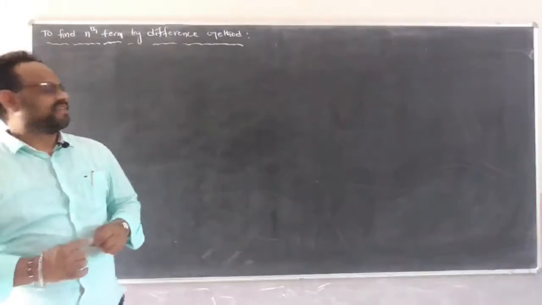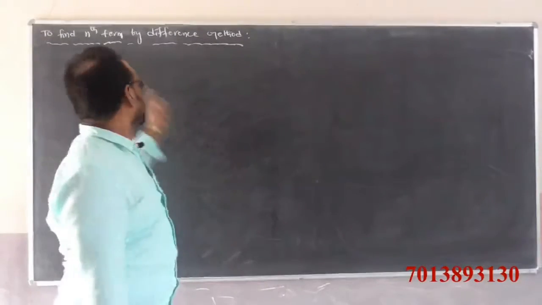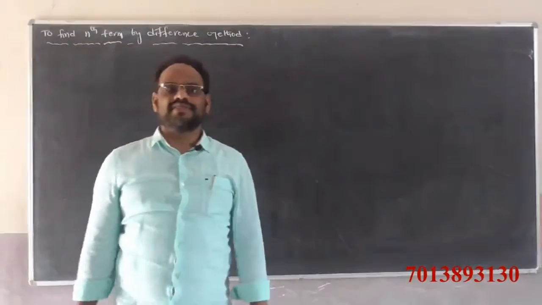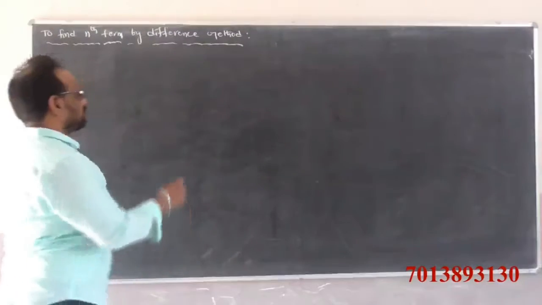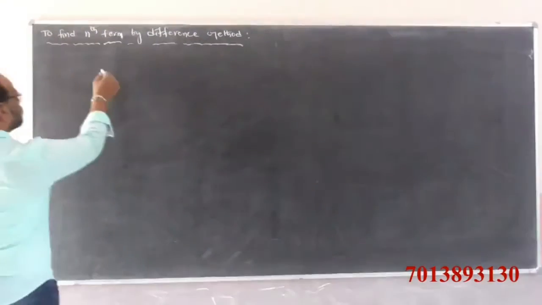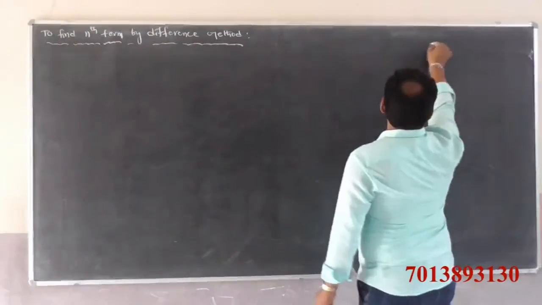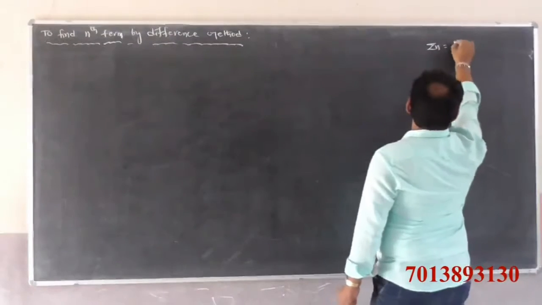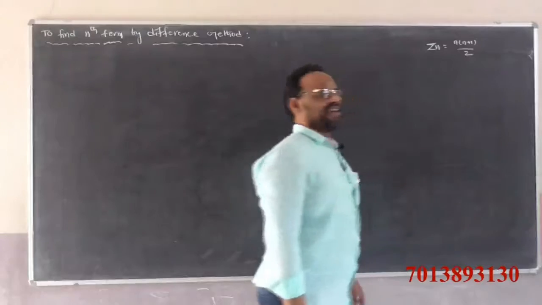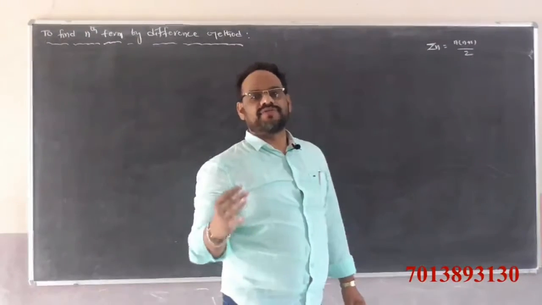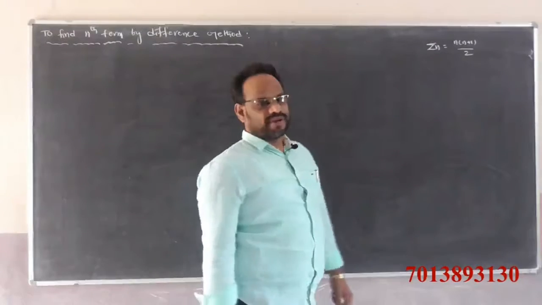Next one: to find the nth term by the difference method. We know the sum of the first n natural numbers, sigma n, is equal to n into n plus 1 by 2. Already we know the sum of the first n natural numbers, 1 plus 2 plus 3 plus 4 up to n. We get sigma n as n into n plus 1 by 2.